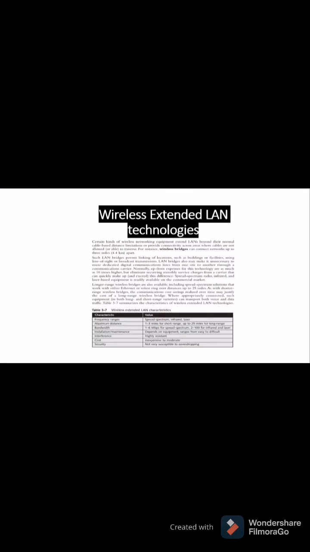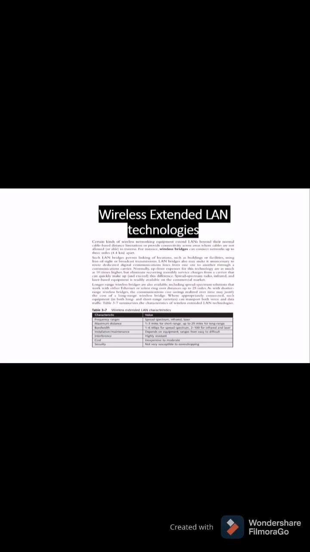Wireless extended LAN technology. As you can see in the picture below, in Table 3-7, wireless extended LAN characteristics are identified. You can see the frequency ranges, maximum distance, bandwidth, and what their values are.